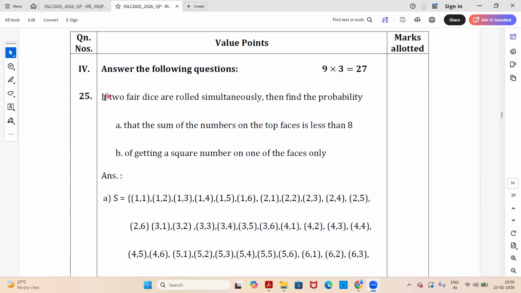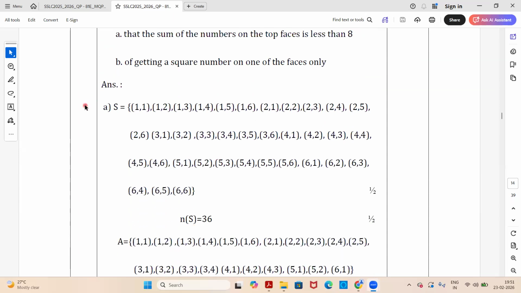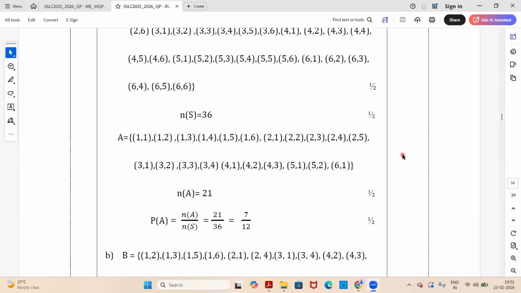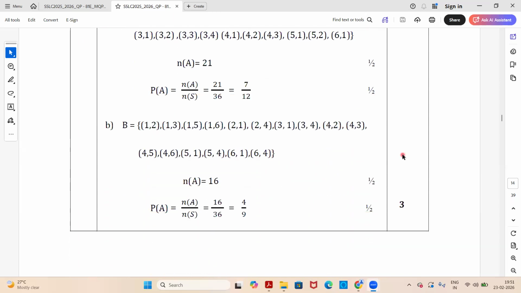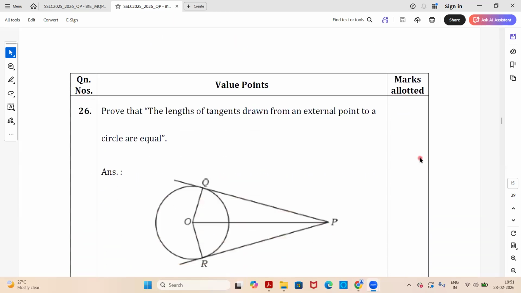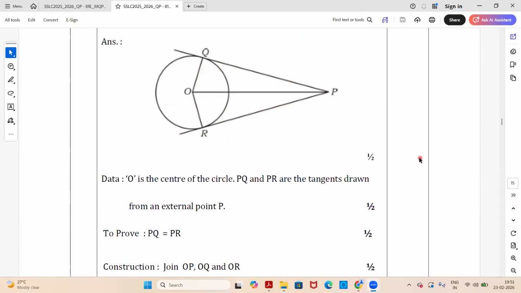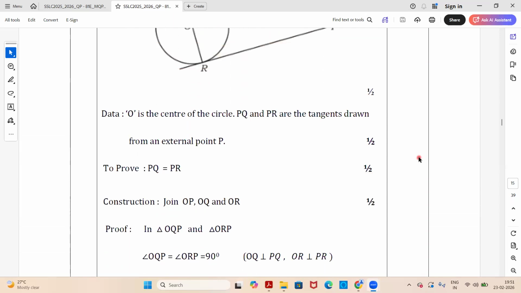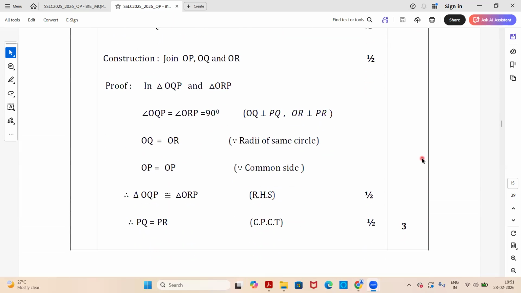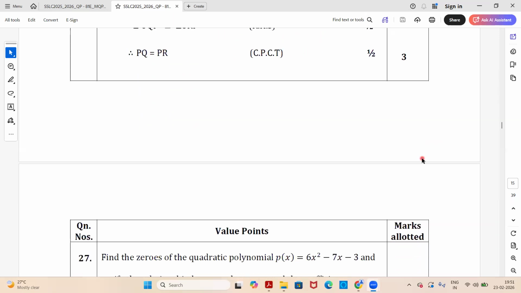From here you have 3 marks questions. So this is the question and here goes the answer with the marks allocation here. Then you have question 26. Prove that. So for proving 8 steps, you are having half of mark each over here. And that is how you get your 3 mark answer.